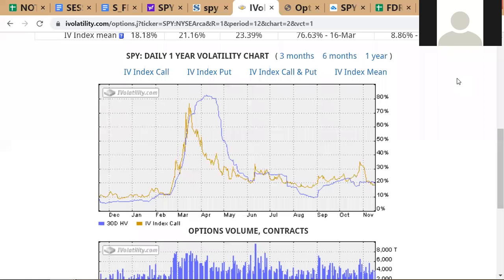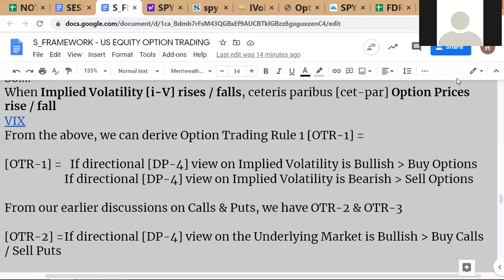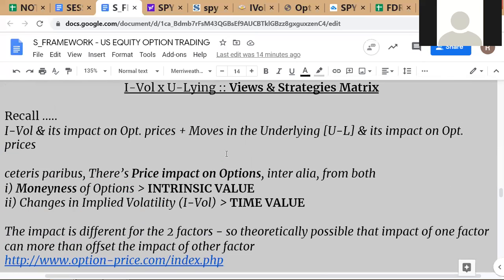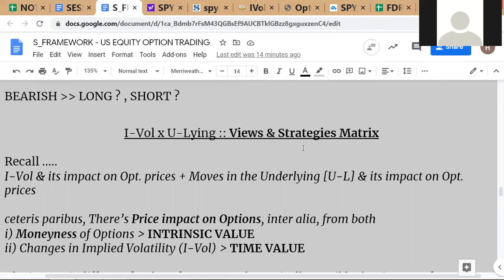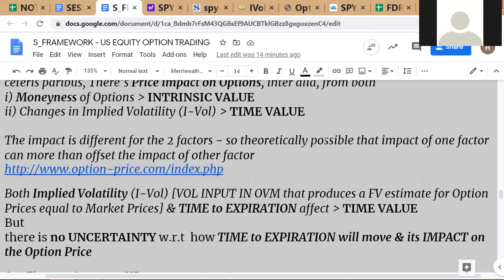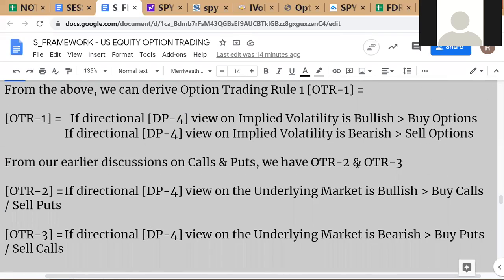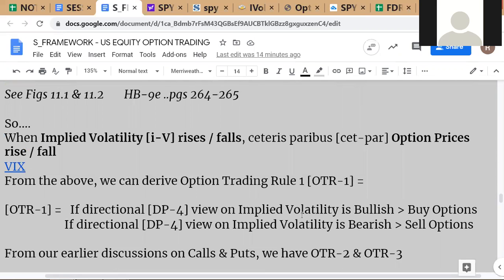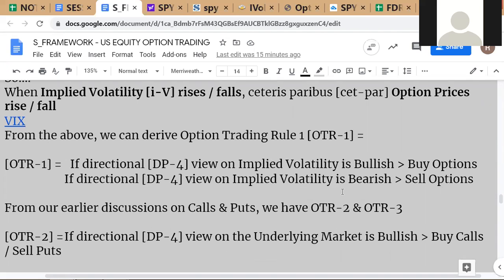Okay? So we are getting to this framework. We are trying to figure out this thing. The views and strategies matrix will help you to take decisions. First decision problem is, should I be a buyer or seller of options? That you decide by taking a view on eyeball. Eyeball bullish, buy. Eyeball bearish, sell. Okay, that's one.